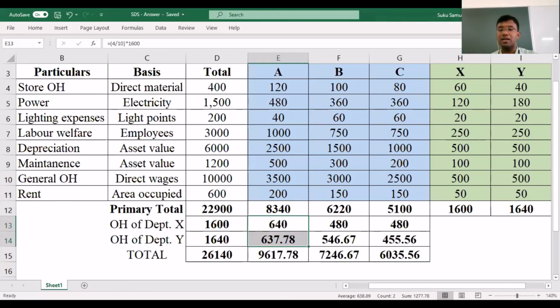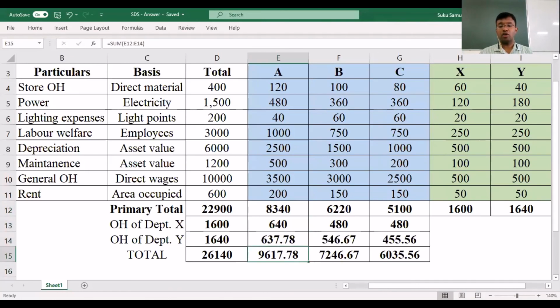Now these two amounts, which have been added along with Department A's overhead, are because of the overheads of Service Department X and Y. It is as a result of their overhead share. That's the reason why this total is working out to be like this. So this is how we have worked out the total.